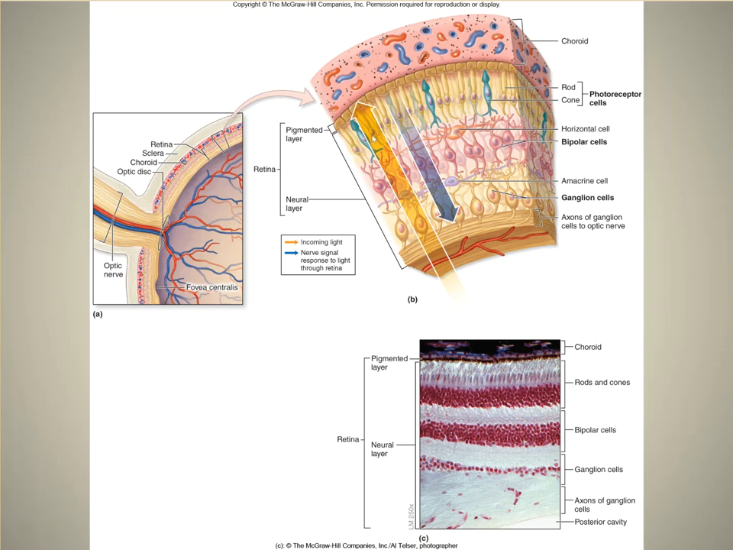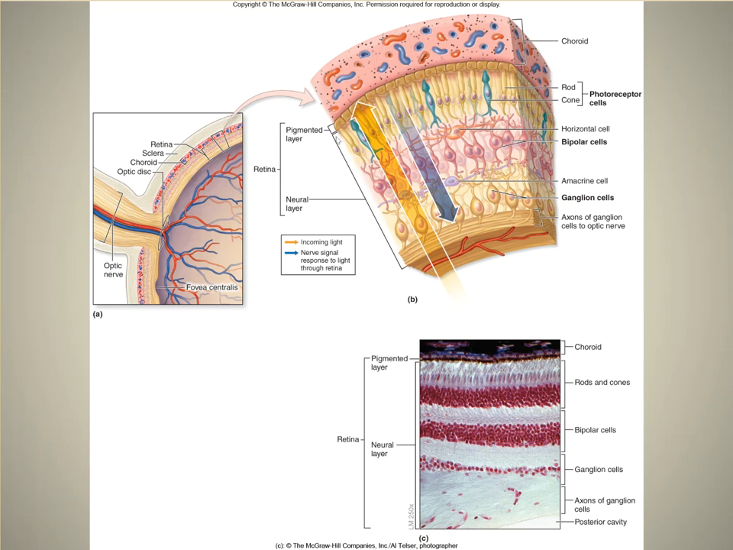Now, the photoreceptors and the bipolar cells are not excitatory. They do not generate action potentials, just local potentials. But the ganglion cells do, and so action potentials are generated in their axons, which make up the optic nerve.